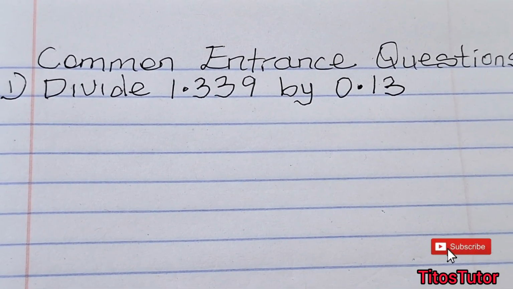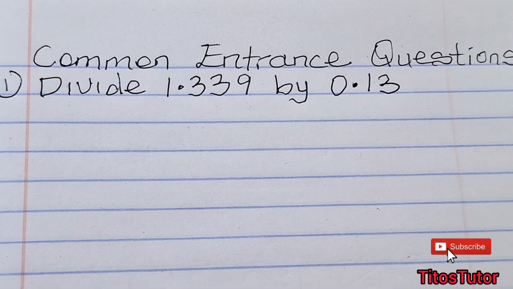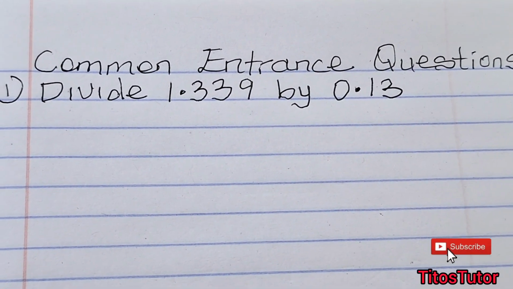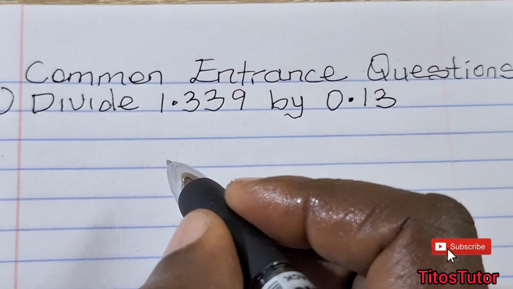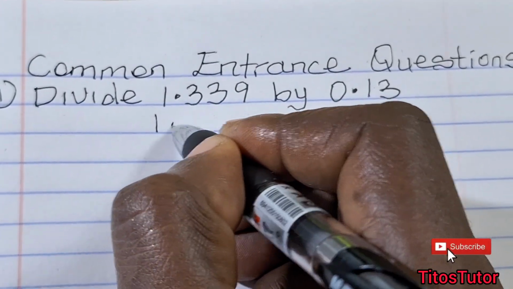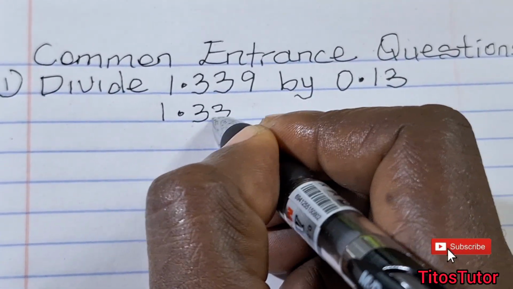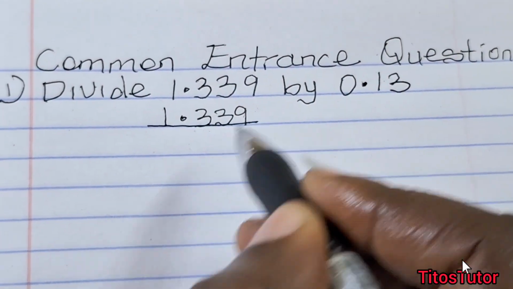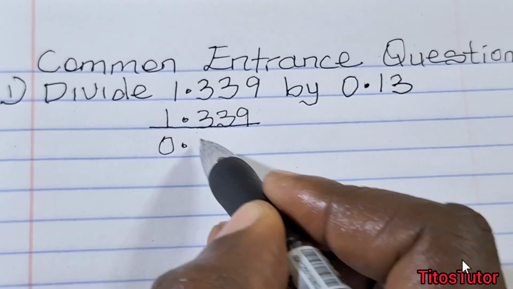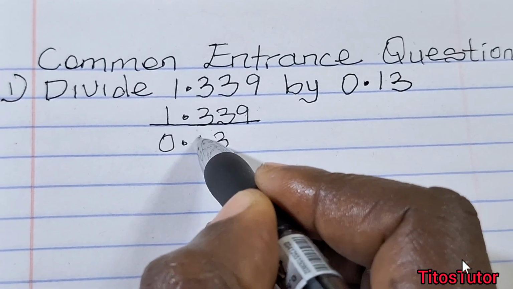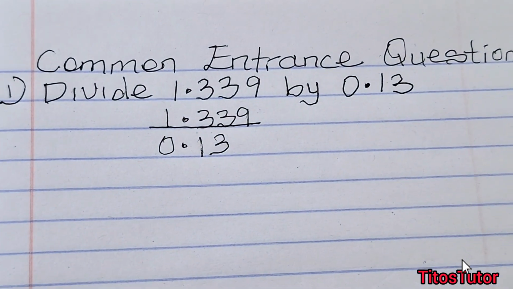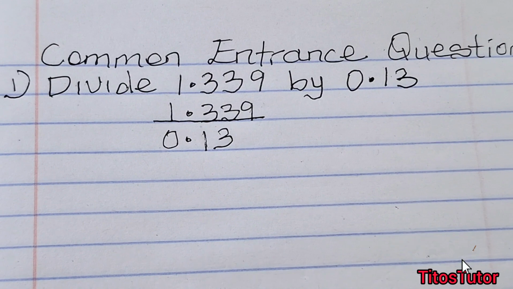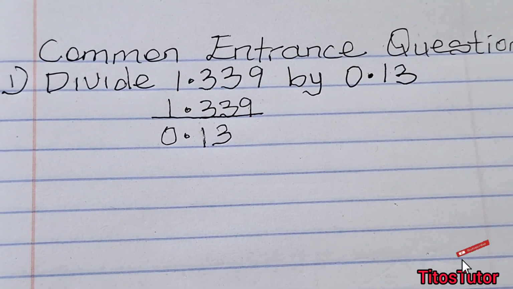Put this question as a fraction because fraction line also means division. So here's what I'm going to do. I'm going to write 1.339 all over 0.13. As you can see, I tried putting the decimal points over each other so they can align.